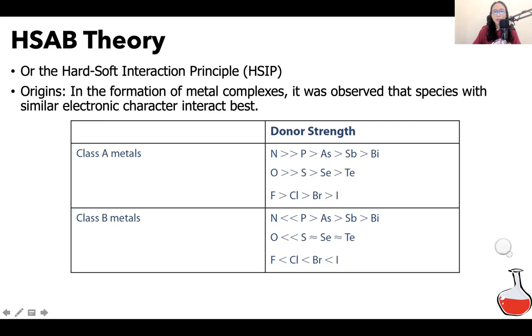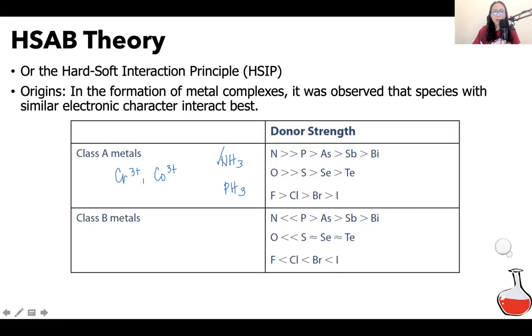So for example, we have chromium 3 and cobalt 3 ions. These are class A metals. So these metal ions form stable complexes. For example, if you have ammonia and PH3, then their complex with ammonia is more stable than that of PH3.